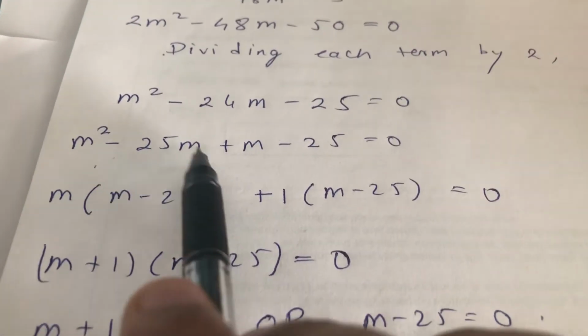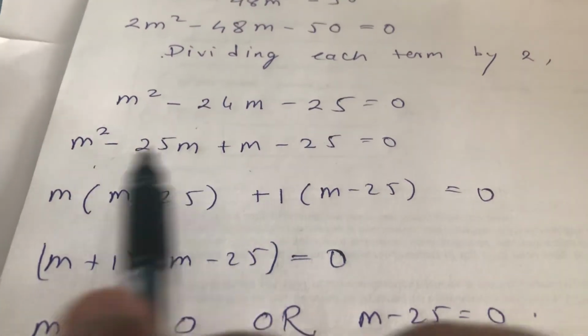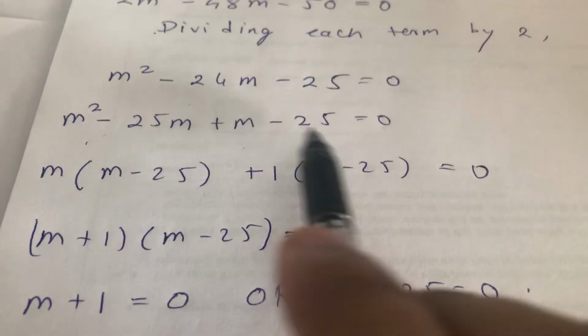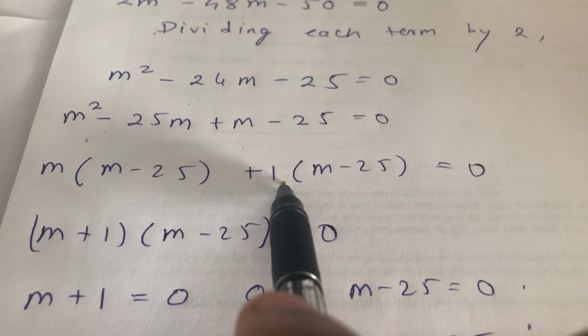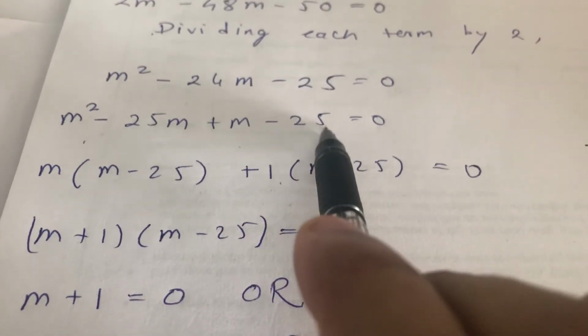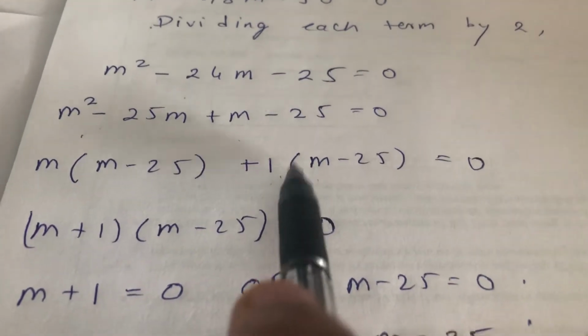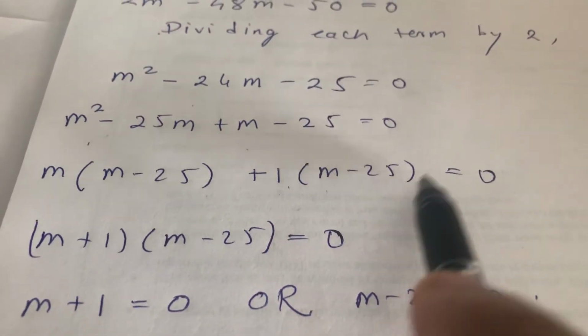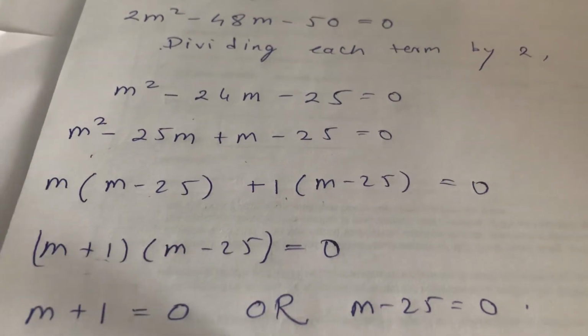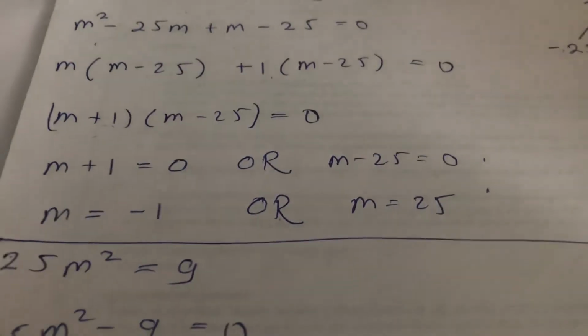So when you split the middle term, now from both of these again m common, m minus 25, 1 common, because nothing is common in both of them, we take 1 common. Okay, so it is 1 into m and 1 into 25. So 1 can always be taken common, and m minus 25 equal to 0. Now m minus 25 common, m plus 1, and hence you get the answer.